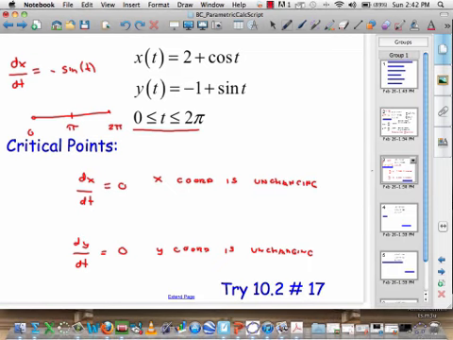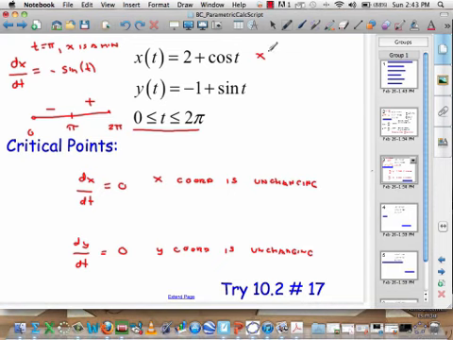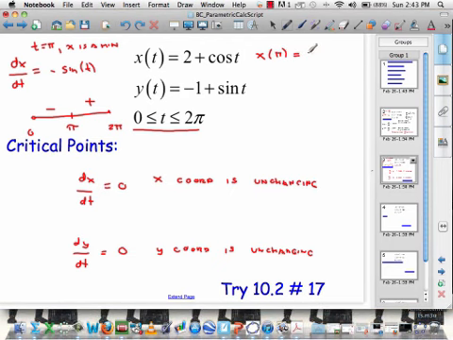All right, prior to pi, the sine function is positive, with this negative makes everything a negative. And after pi, sine is negative, but the negative sign in front makes that a positive. So this tells me that when t equals pi, x is at a minimum, local minimum. I would compare with 0 and 2 pi to see if it was an absolute minimum or not. And what would that minimum point be? Well, let's see here. x of pi comes out to be 2 plus the cosine of pi, which is negative 1, so 2 plus negative 1 is 1.